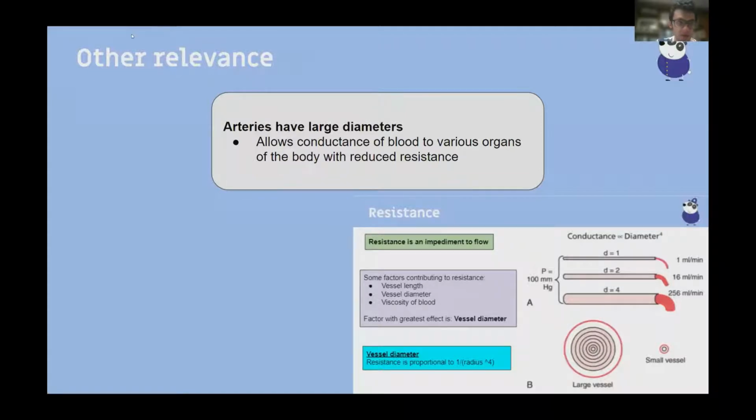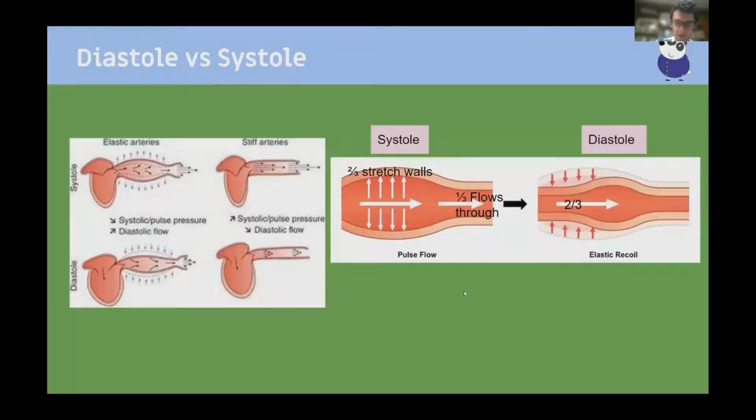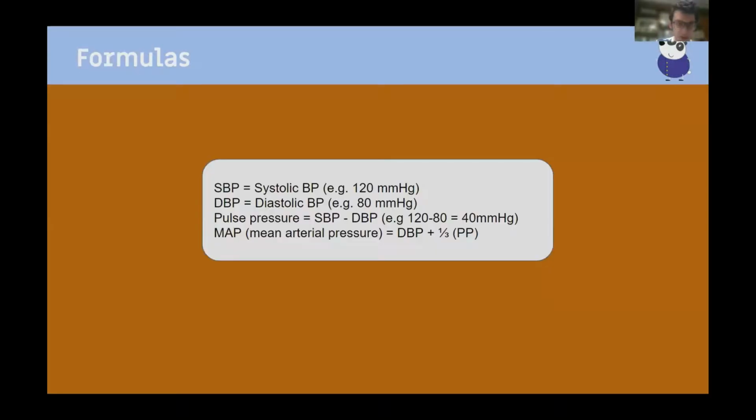So another relevant factor to the system is that arteries have large diameters. So if you remember from our previous lecture, we discussed resistance, and resistance is an impedance to flow, and it does so to the factor of 4. So a small diameter is the greatest factor that can contribute to resistance to flow. So when our arteries have large diameters, that means they allow conductance of blood to various organs of the body with a very reduced resistance. So those are our two main mechanisms for supplying blood to the organs and tissues of the body.